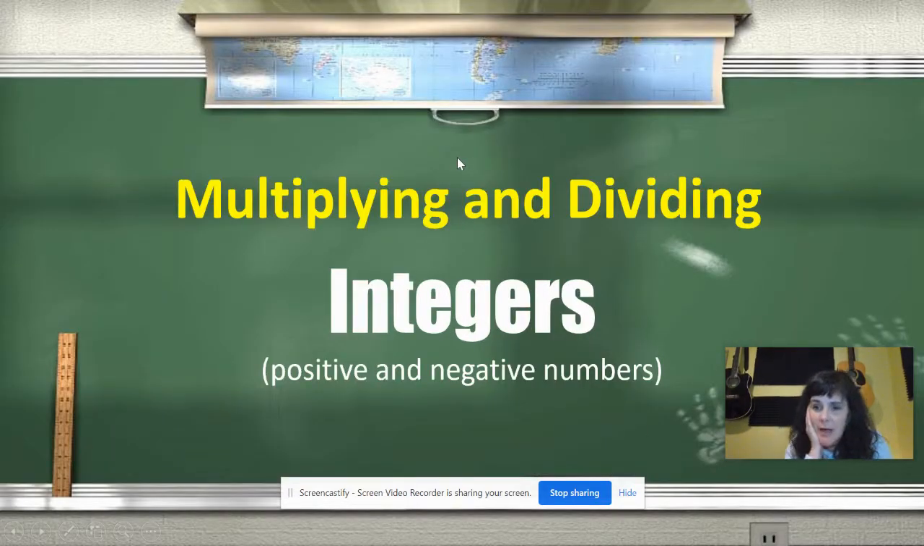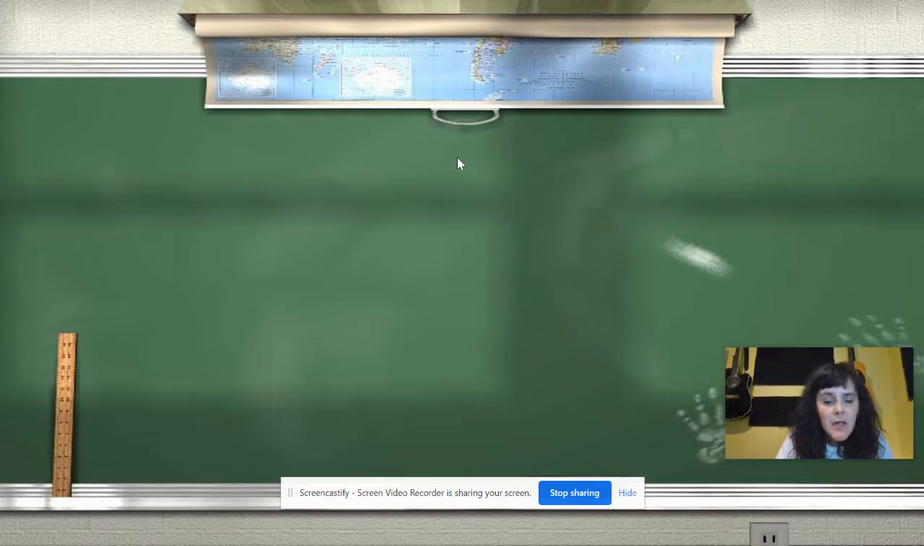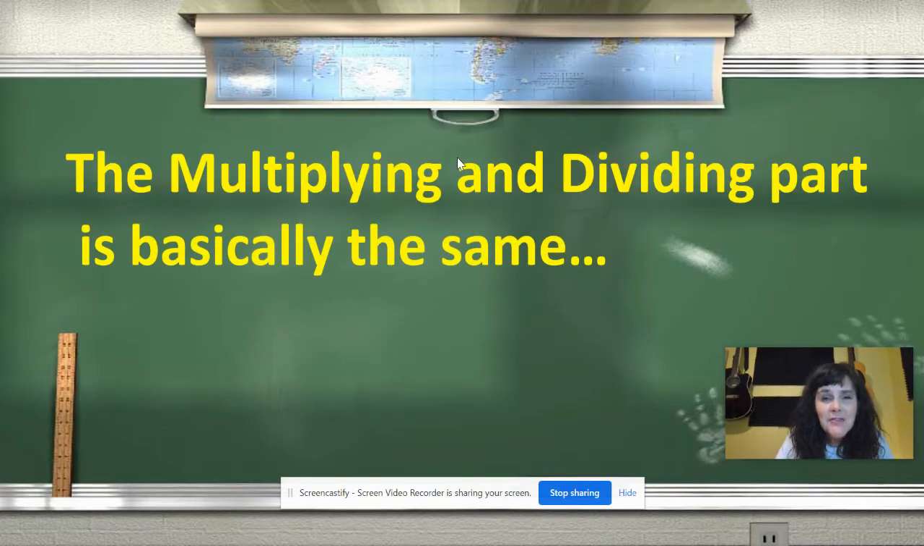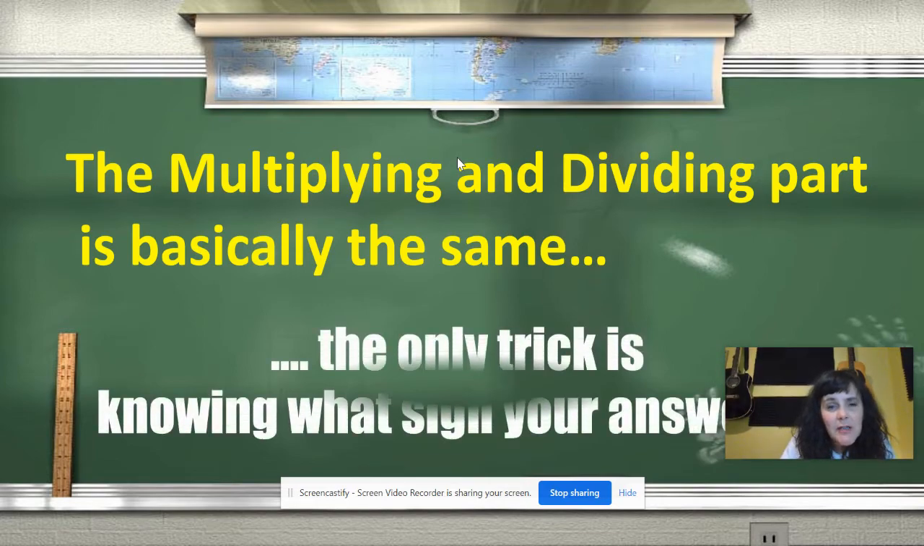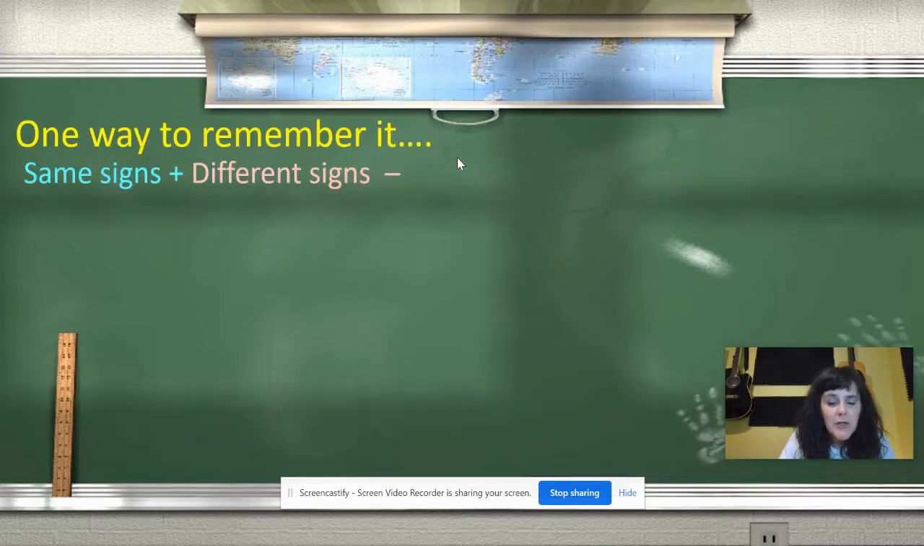Okay, so we're going to talk about multiplying and dividing integers, which is just another name for positive and negative numbers, right? Multiplying and dividing part's basically the same. If you know your math facts or have access to a calculator, the numbers, whether they're positive or negative, are going to have the same answer. So 5 times 2 is 10. The part that we need to be a little bit smart about is whether we know what the sign should be to that answer.